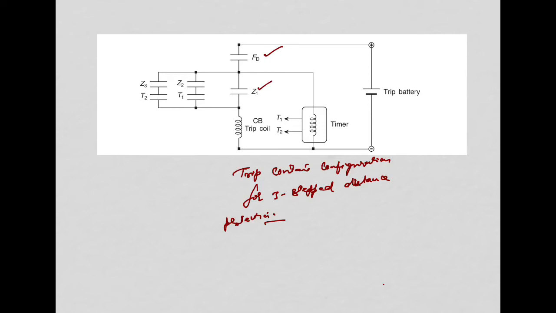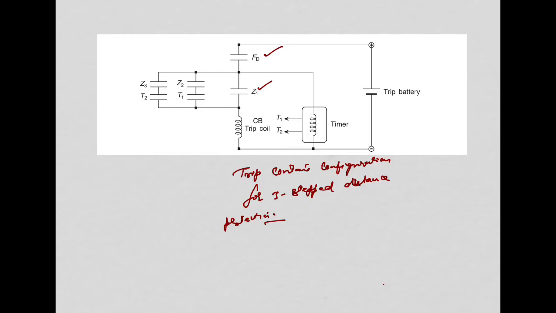Then Z2 is the normally open contact of the step 2 measuring unit. T1 is the normally open contact closed by the timer after time T1 after the closure of the fault detector. And Z3 is the normally open contact of step 3, and T2 is the normally open contact closed by the timer after the time T2 after the closure of the fault detector.